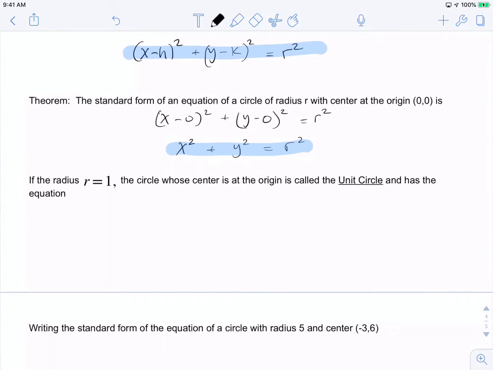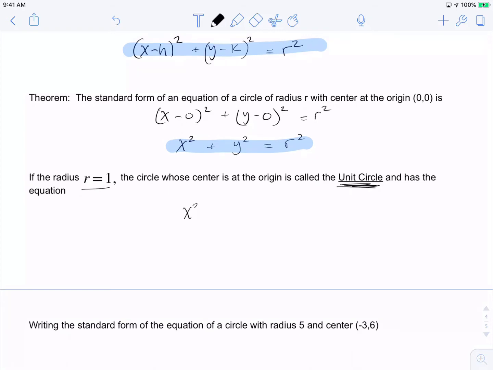Now, there's a special circle that we're going to be using quite a bit in this class, and that's going to be a circle with a radius of 1. And that is going to be called the unit circle. We'll be delving into that quite a bit in this class. But the equation for that is going to be x squared plus y squared, and if the radius is 1, it's going to be 1 squared, which is 1. This is a very, very important circle for trigonometry, and we'll be using it quite a bit.